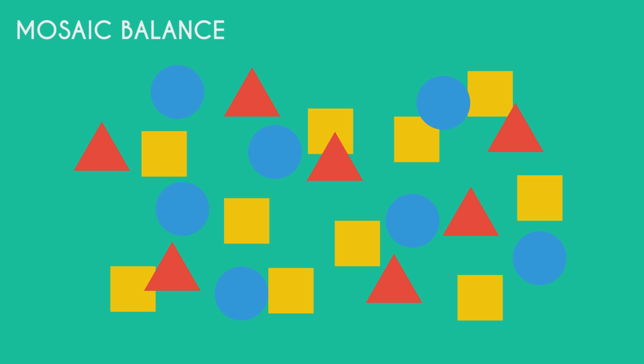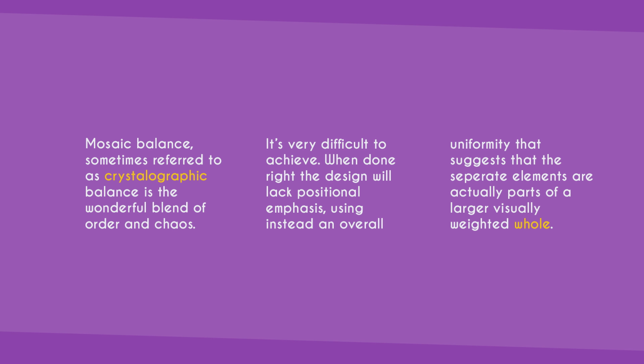Finally, then we have Mosaic Balance, which is the strangest kind of balance, and I'm not particularly sure I'm quite as eloquent on it, but I'll do my best to describe it. Essentially, Mosaic Balance is the idea that whilst no individual element has a point of focus, the overall general feeling you get of a collection of elements gives you a sense of order. It's sometimes referred to as crystallographic balance, although Mosaic Balance is fine.